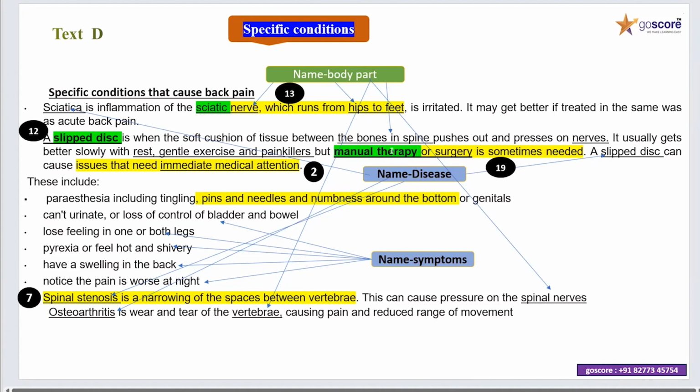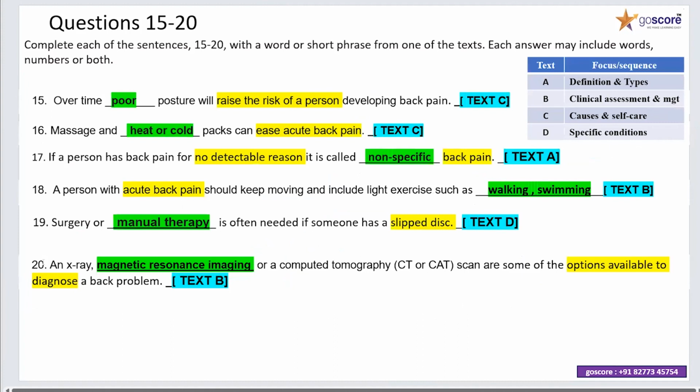Only manual therapy you need to mention as your answer there from text D. Okay, fine. Then the 20th question, the last question: an X-ray, dash, or a computer tomography, CT or CAT scan are some of the options available to diagnose a back problem. Options available to diagnose means it's an investigation, right? And we have read in text B, X-ray, dash, or computer tomography.